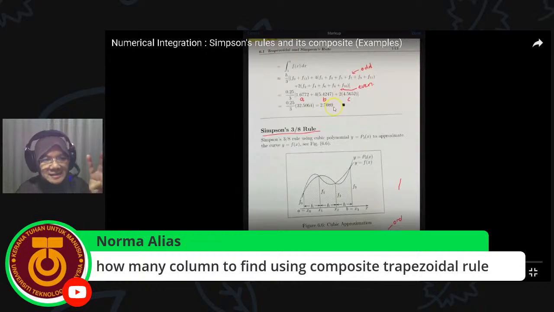x, y, f(x), f0 and fn in one column, and then the odd values and even values of f. And then use the formula h divided by 3, and then A plus 4B plus 2C. B is the summation of f for odd i, and C is the summation of f for even i. So good, 5 columns. So how about the trapezoidal rule?